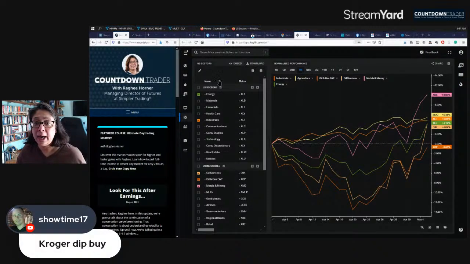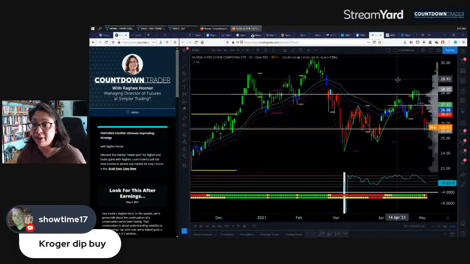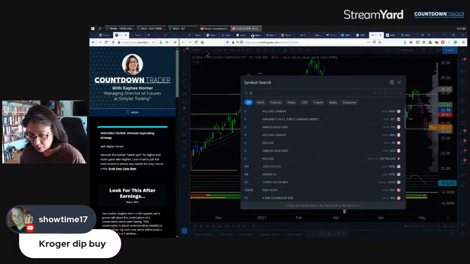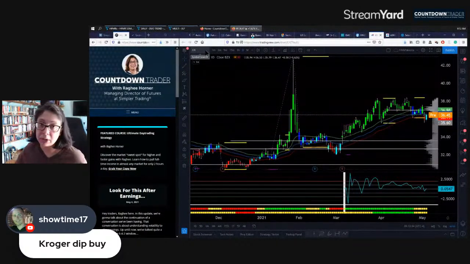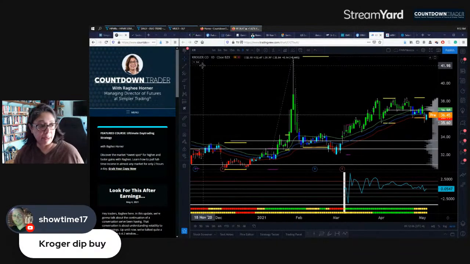Kroger dip buy. We did. I did. That is something that we did grab a piece of. It sure did take the scenic route. But since we have multiple zones, another thing I would encourage everybody to do is don't assume a market's going to turn on a dime, right? It's not going to have a magical unicorn level from which the market reverses. It's going to be a zone.